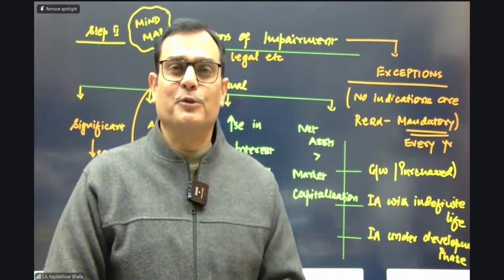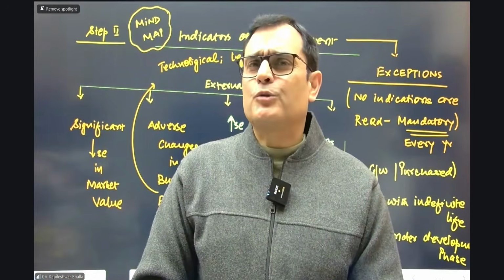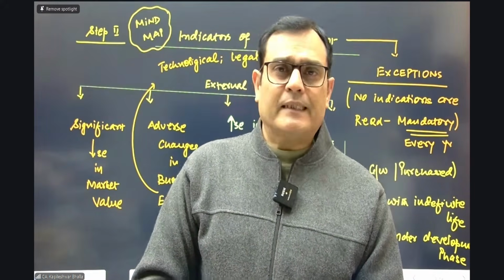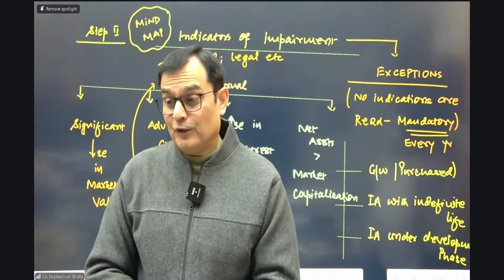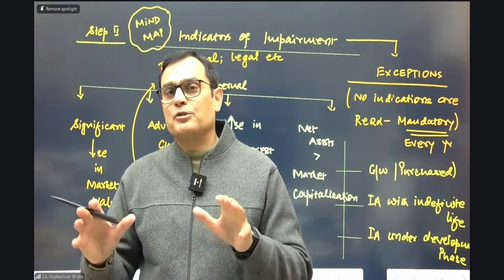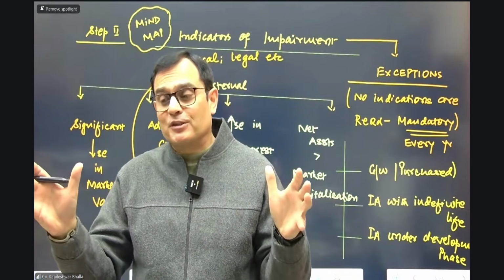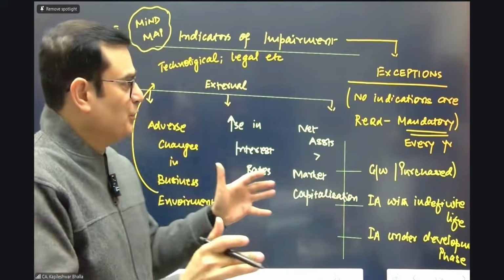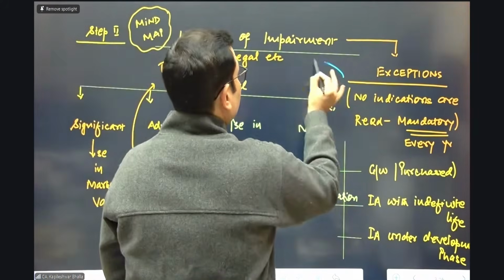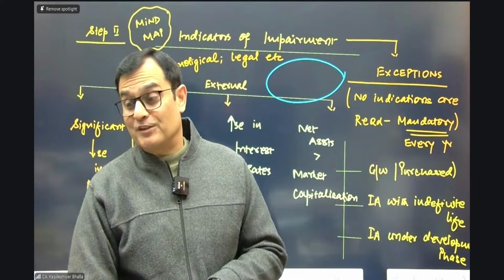Let me ask you a quick question further. Is this list of indicators an illustrative list, or is it an exhaustive list of conditions? Is the list given in the standard exhaustive, or is it illustrative in nature? Am I supposed to think beyond the list given in the standard, or is this exhaustive in nature? What do you say? So let's get the inputs on your side. The list which is given in the standard, is this illustrative or is this exhaustive in nature?